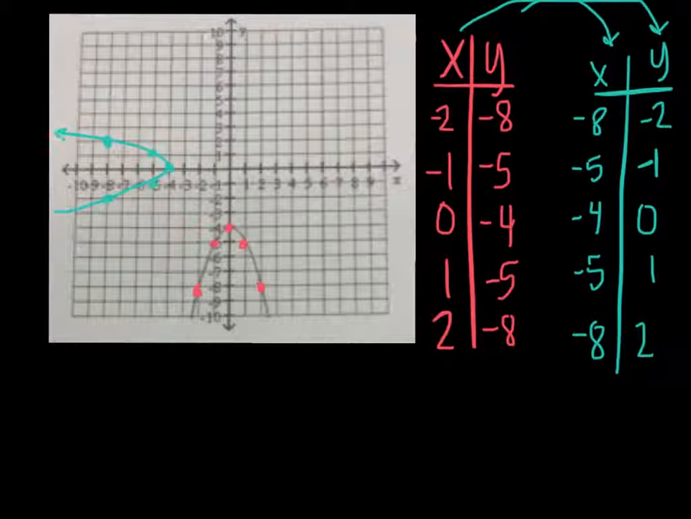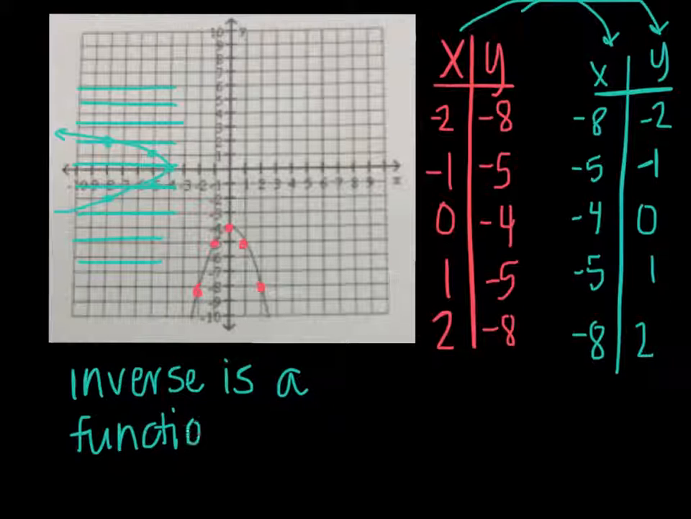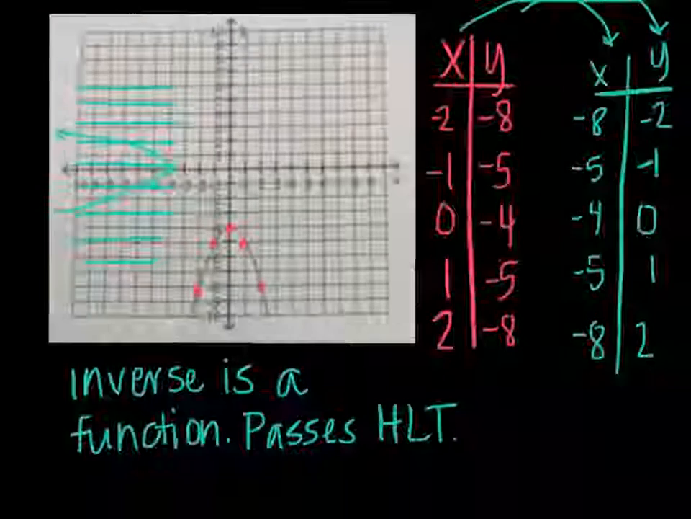now we have to check to see if it passes the horizontal line test. So at any point on the graph, we would check any horizontal lines that we put on there: does it cross twice? And the answer to that would be no. So we would say this is a function because it passes the horizontal line test. So the inverse is a function. The reason it passes the horizontal line test.